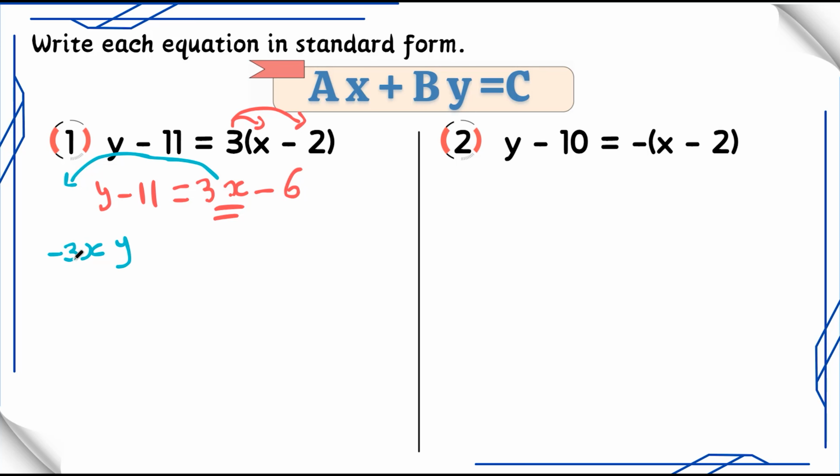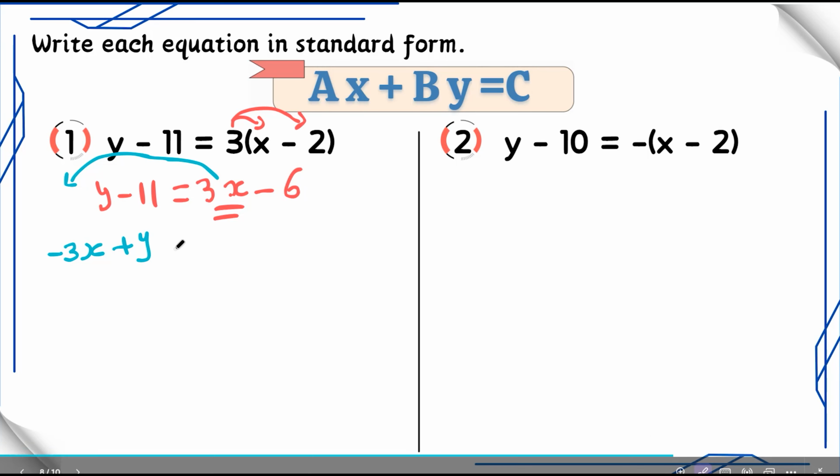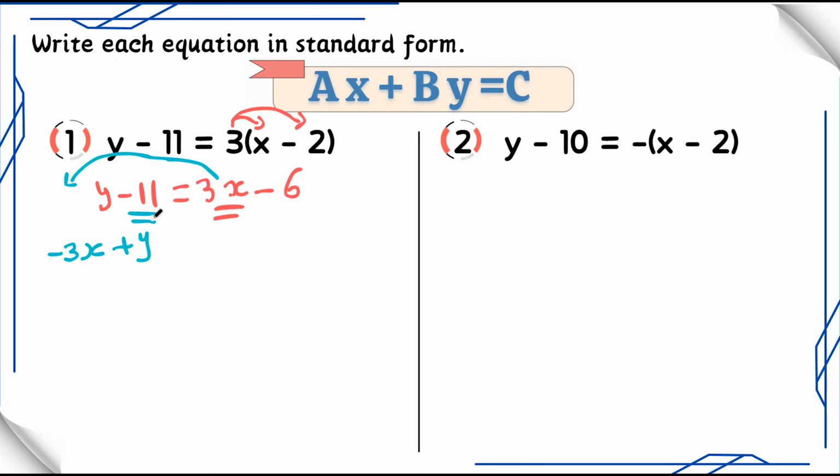I can't write it like this. If I write negative 3xy, it means multiply. No, this is wrong, because this should be plus or minus. In this case, I should write it like this: positive, or plus, y. What about negative 11 here? This is a constant. You should move it with the other constant on the right side. Then we write negative 6 here, the same, no change. And negative 11, we put it on the other side, positive 11. Okay, now negative 3x plus y equals negative 6 plus 11, which will be positive 5.